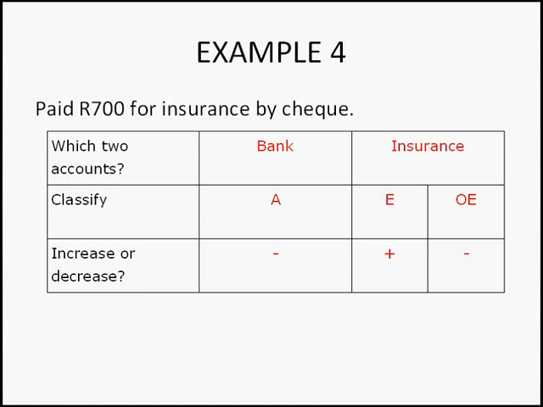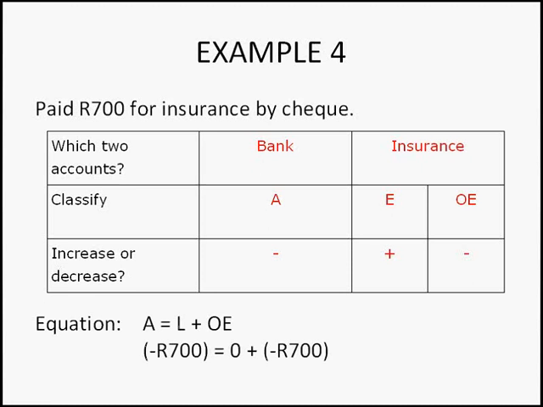Okay, so let's test this by means of the mathematical accounting equation. Assets equals liabilities plus owner's equity. We've now established that our assets decrease with 700 Rand. So on the left-hand side of the equation, we have a minus 700. And on the right-hand side of the equation, nothing happens to liabilities, but owner's equity also decreases with 700 Rand. So the left-hand side equals the right-hand side because both sides decrease with 700 Rand.